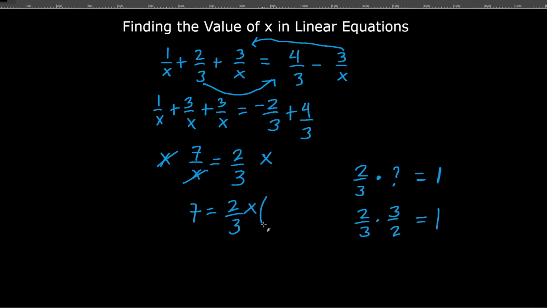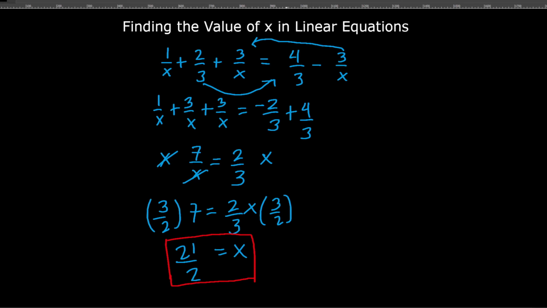Mag-multiply tayo ng 3 over 2 on both sides. And then, mangyayari niyan is 2 over 3 times 3 over 2 magiging x na lang yung natitira. Okay, so, ito naman, 3 over 2 times 7 is 21 over 2. So, ayun, nahanap na natin yung value ng x, which is 21 over 2. So, ngayon, i-check natin kung tama.